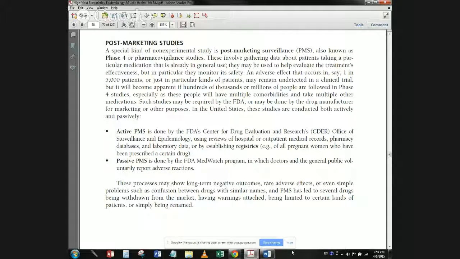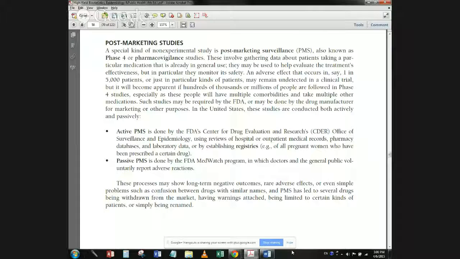Such studies may be required by the FDA or may be done by the drug manufacturer for marketing or other purposes. In the United States, these studies are conducted both actively and passively. Active post marketing studies are done by the FDA's Center for Drug Evaluation and Research, CDER, Office of Surveillance and Epidemiology, using reviews of hospital or outpatient medical records, pharmacy databases, and laboratory data, or by establishing registries, for example of all pregnant women who have been prescribed a certain drug.